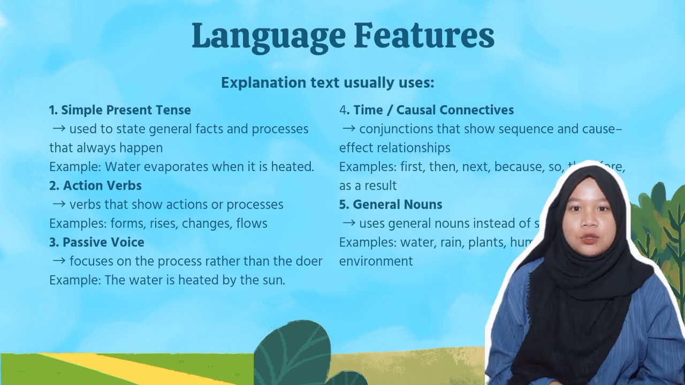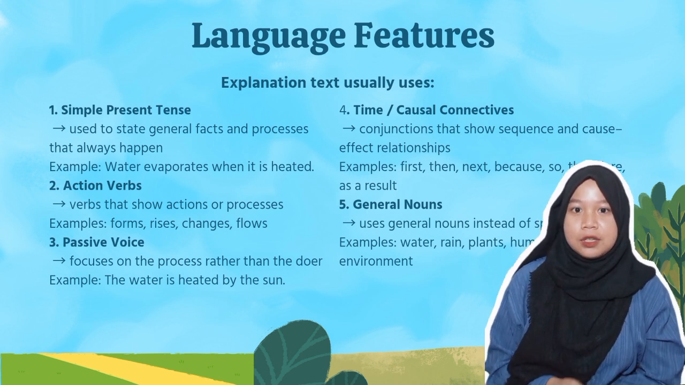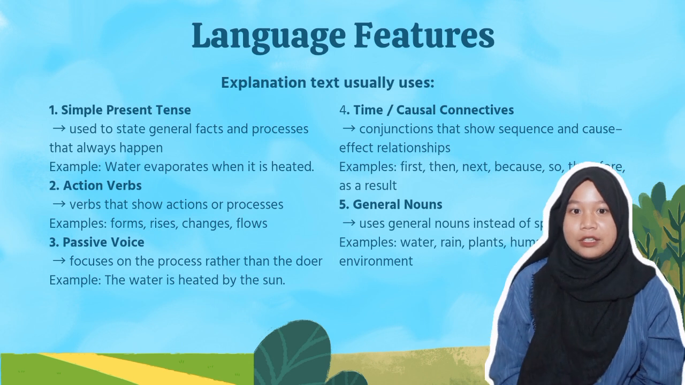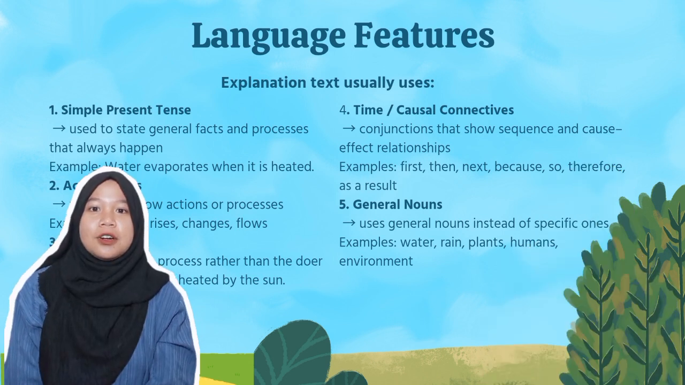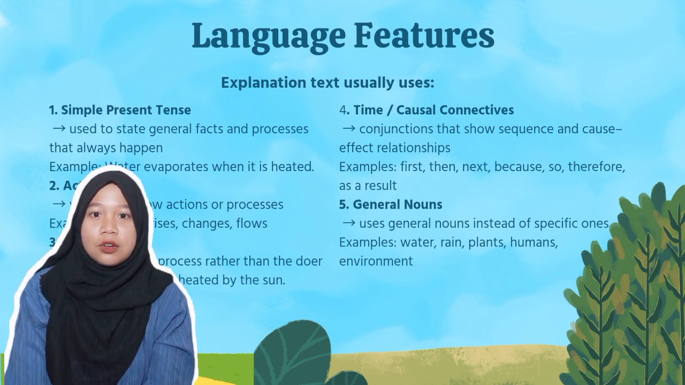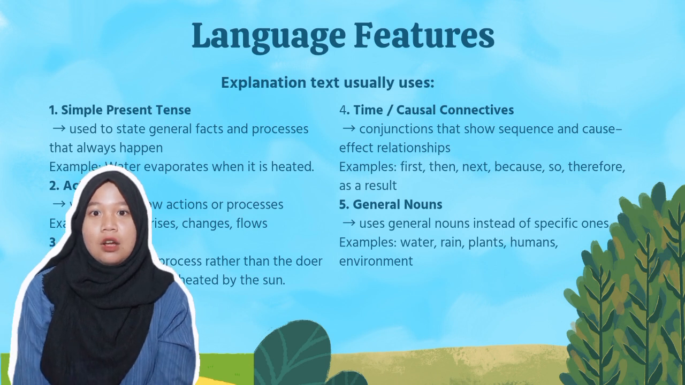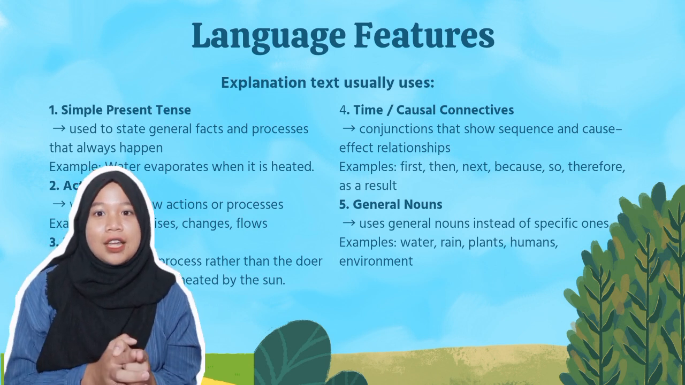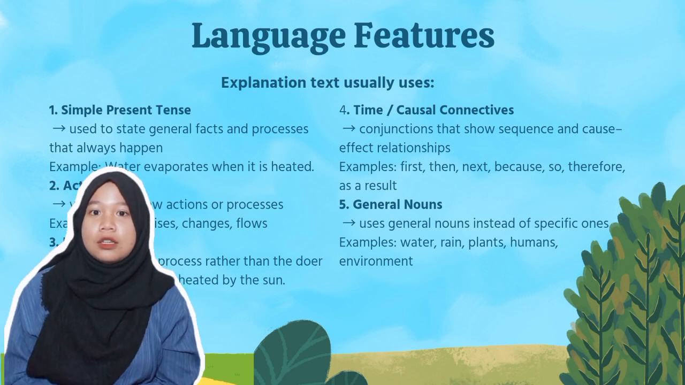The third one, using passive voice. Passive voice focuses on the process rather than the doer. For example, the water is heated by the sun. And the fourth, using time or causal connectives. Time or causal connectives are conjunctions that show sequence and cause-effect relationships. For example, first, then, next, because, so, therefore, as a result.